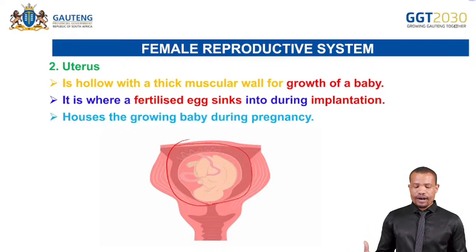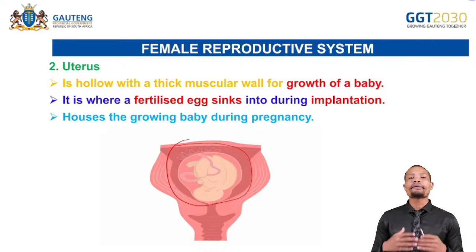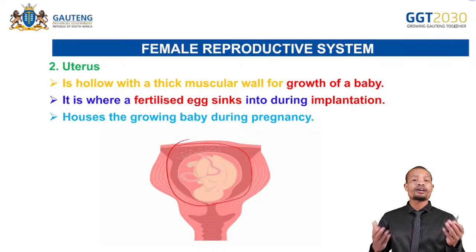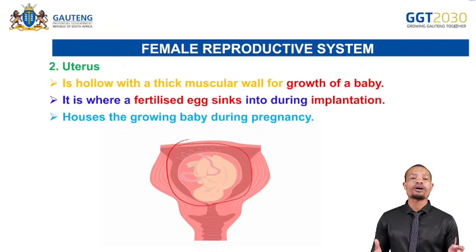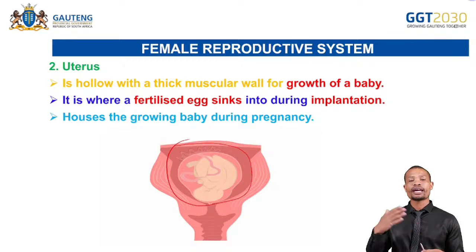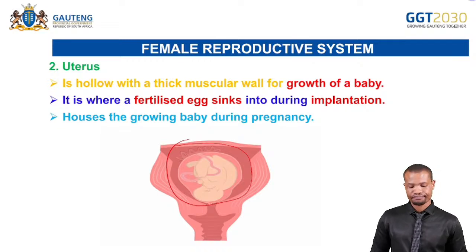Moving on. It also houses the growing baby during pregnancy. We've already mentioned in our previous lesson that pregnancy is a 40-week long period where a baby is formed and develops inside the uterus of a female.